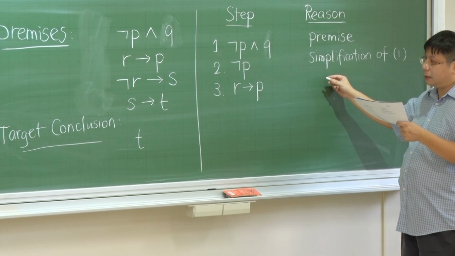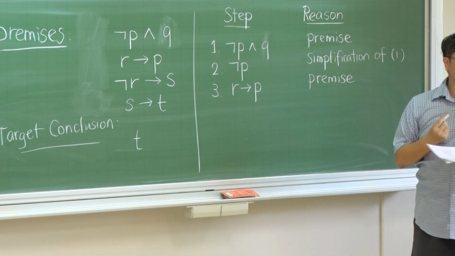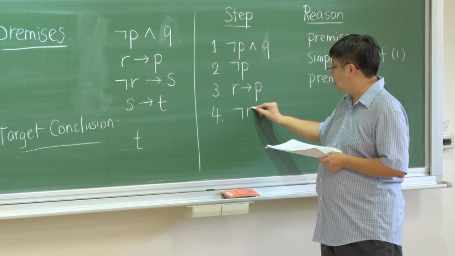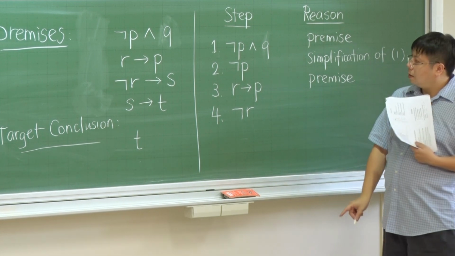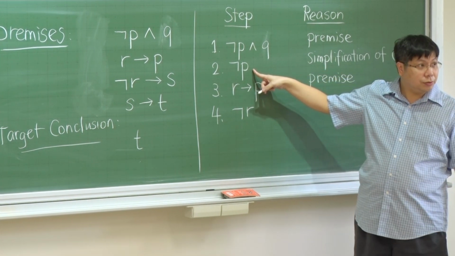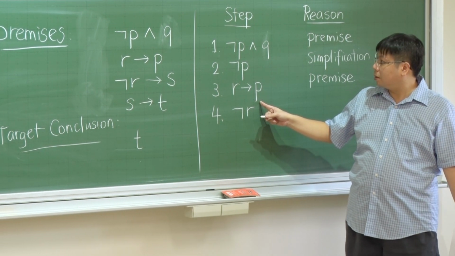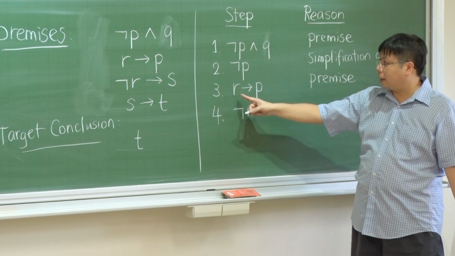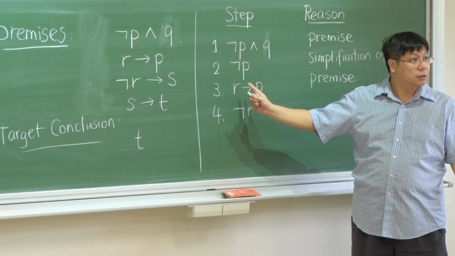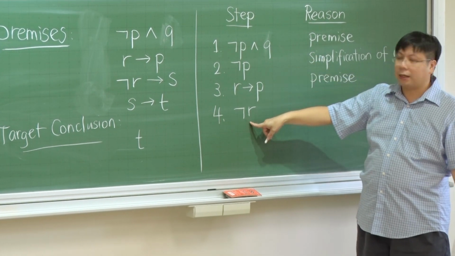So what is R implies P? This is, again, from the premise. And then we can get not R. Why can we suddenly get not R? Because we know that not P is true, and R implies P is true. So what does it mean? R cannot be true. If R is true, then we have true implies false, which is not true. So based on 2 and 3, we can get not R.